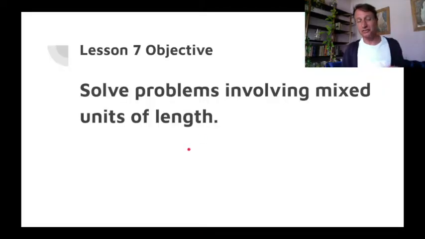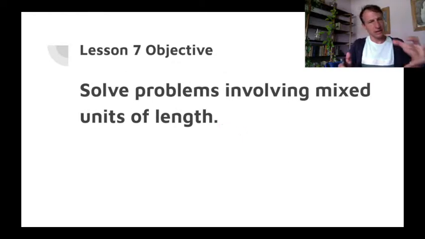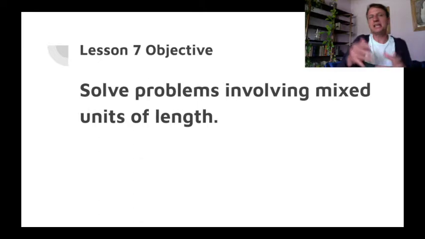We're going to solve problems. I love solving problems. Isn't it a beautiful feeling? So we're going to solve problems involving mixed units of length. That means adding, subtracting, like feet and inches. That's what they mean by mixed units. And we're doing it with length, so feet and inches, yards. That's it, right? I'm pretty sure. We're doing just customary this time.